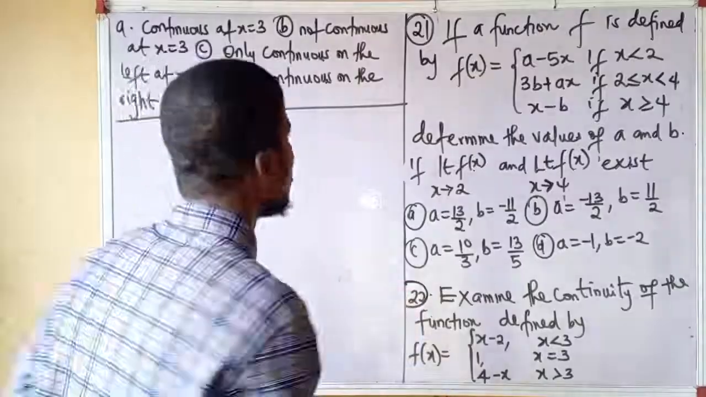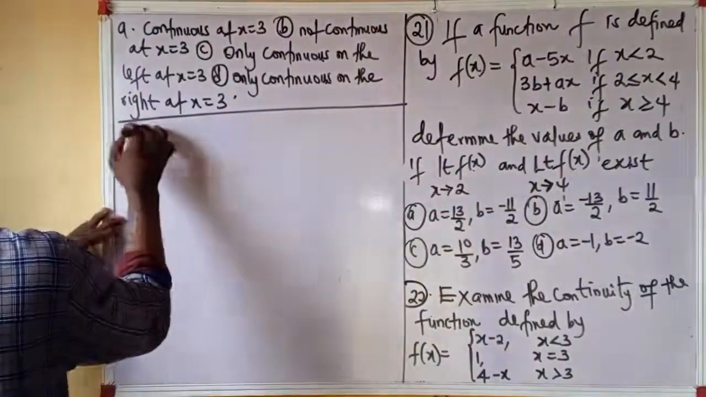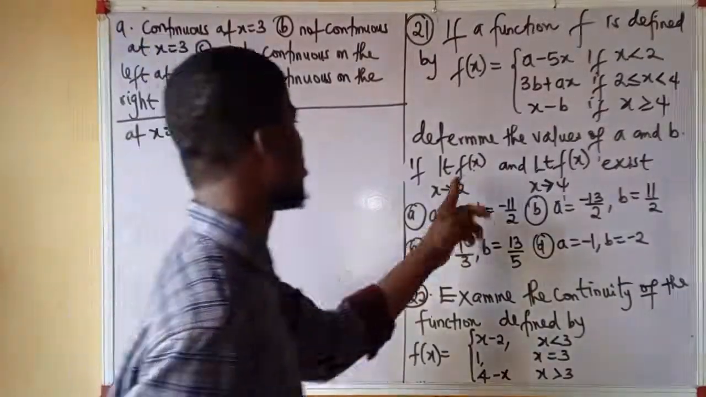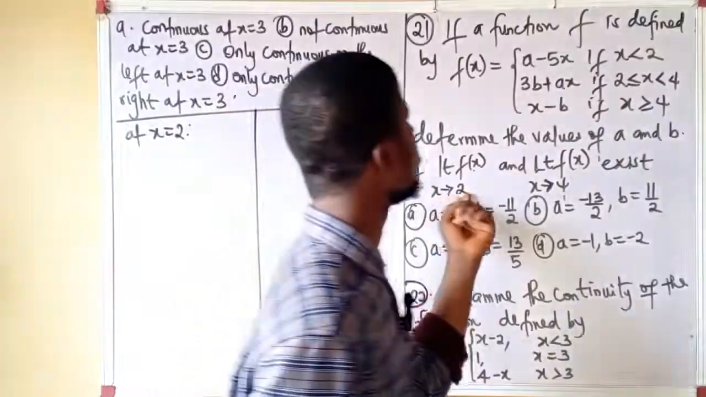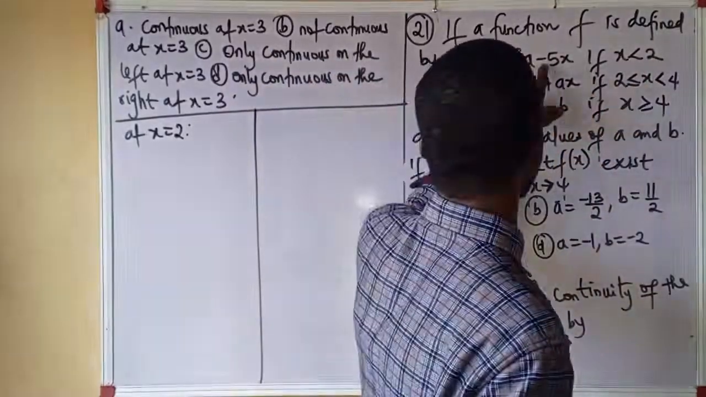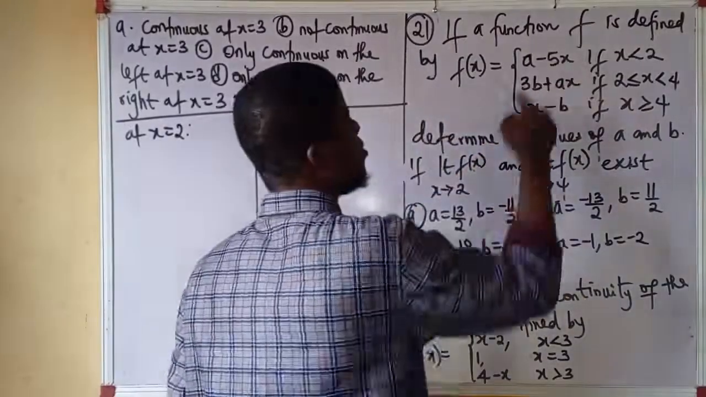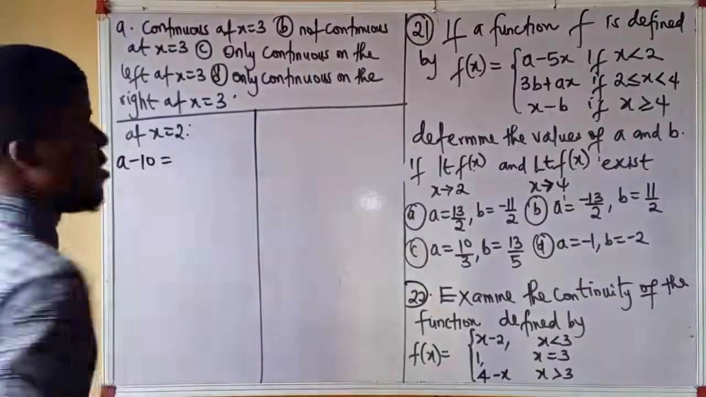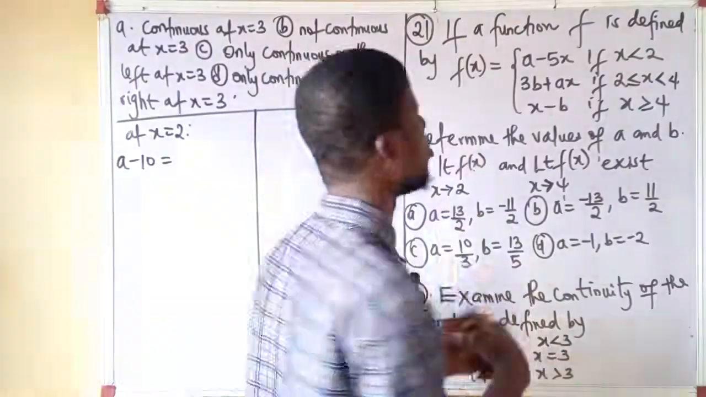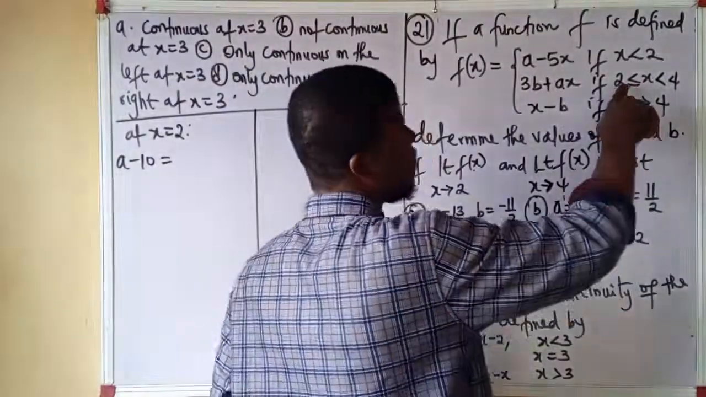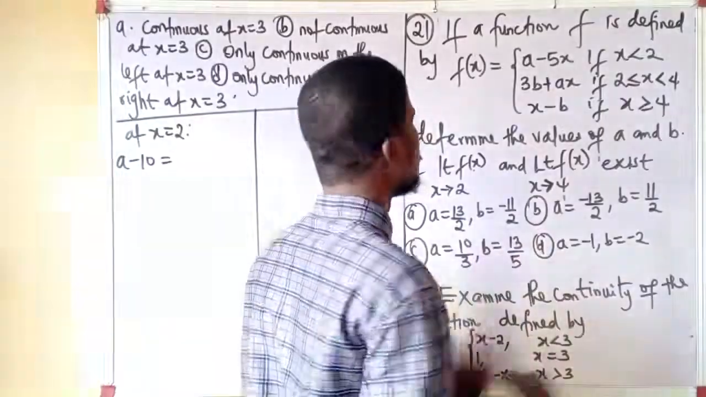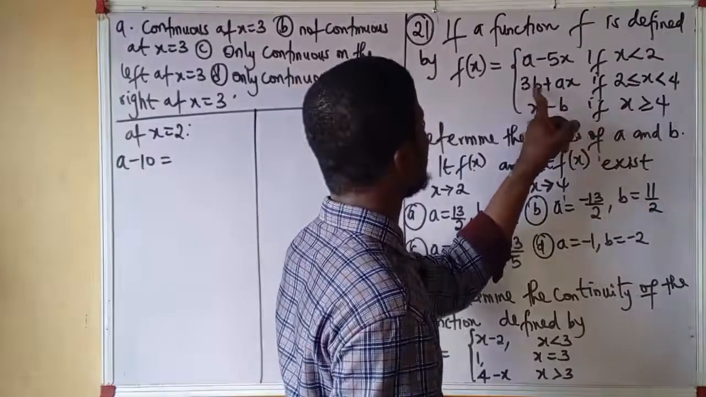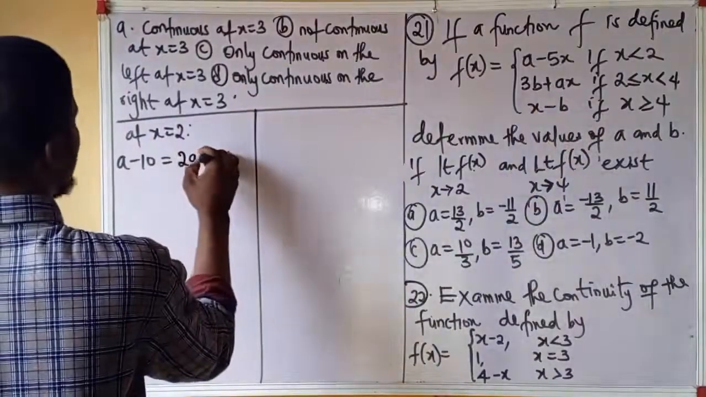Now, at x equal to 2, the left-hand limit here is when x is less than 2. So this is where x is less than 2. I'll use this. Anywhere I see x here, I'll write 2. So this would be a minus 10. Then the right-hand limit, where x is greater than 2. Because if 2 is less than x, it means x is greater than 2. So I'll write 2 here. This will be 2a plus 3b, or 3b plus 2a.